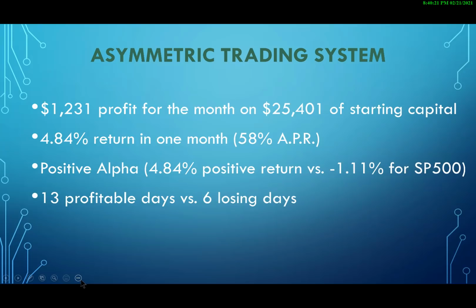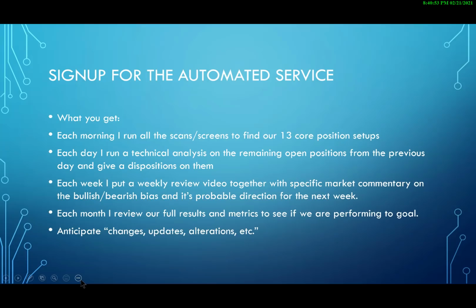Now, it gets a little bit more impressive when we realize that it was, in fact, positive alpha. That 4.84% positive return is juxtaposed against a 1.1% loss in the S&P 500. So not only did we do quite well performance-wise, but we absolutely trounced the S&P 500, and we did it with lower volatility. 13 profitable days to 6 losing days. Okay, so there's the results of the system, folks.